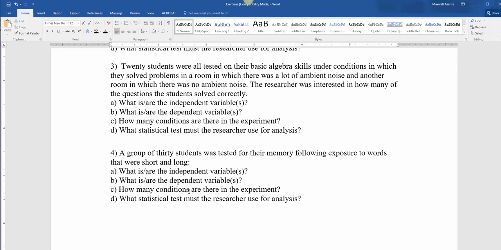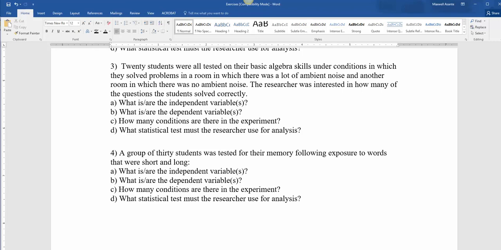How many conditions are there in the experiment? Here the answer is simple. You were either given a short or a long word. So there are two conditions in this experiment. What statistical test must the researcher use for analysis?